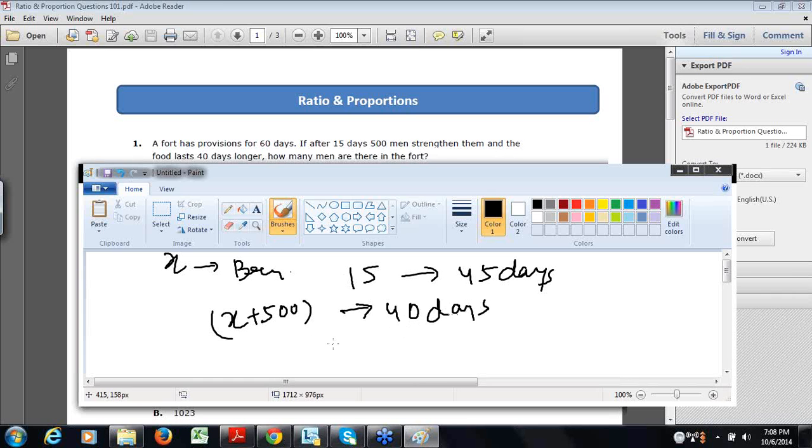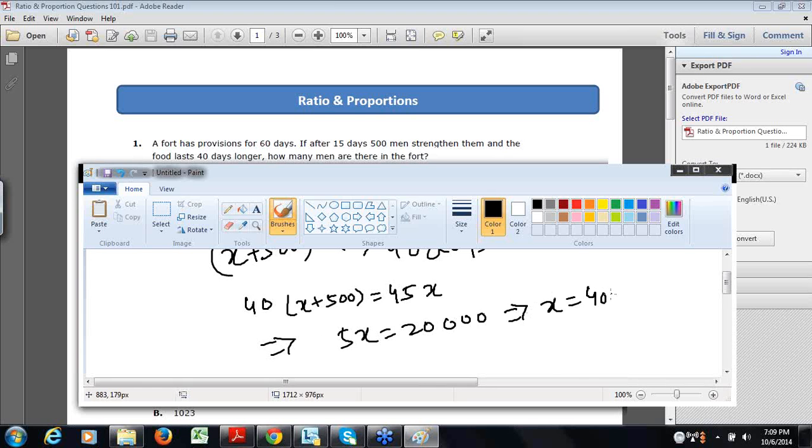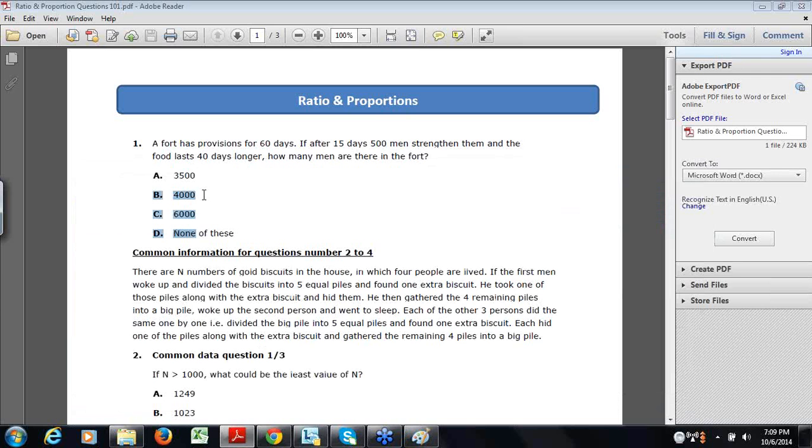Now just form the equation. We have 40 into x plus 500 is equal to 45x, which implies 5x is equal to 20,000, which implies x is equal to 4,000. So initially there were 4,000 men in the fort. Yes, we have option B as 4,000. We'll go ahead and mark option B as 4,000. Anybody have an issue on this question? Everybody is clear?